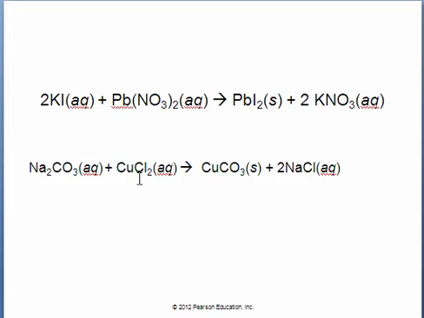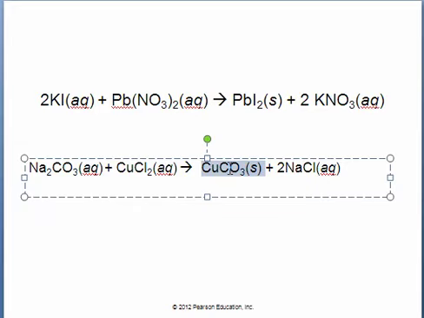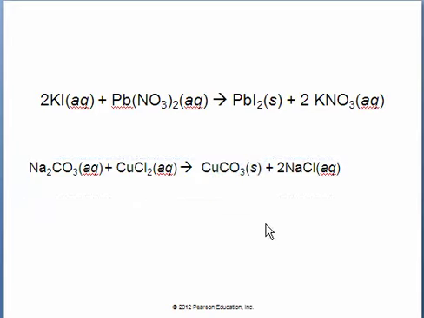So our cations have switched their anions. We have two strong electrolytes which are soluble on the reactant side, or the left-hand side, and then one compound that is insoluble on the product side. So that's how you identify whether a precipitation reaction has occurred.